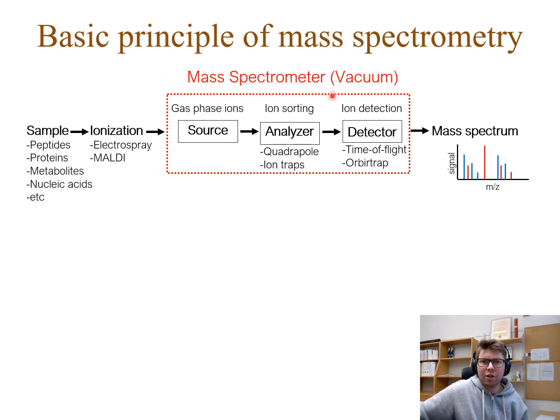So the mass spectrometer, which operates at vacuum, has three main components. First it has an ion source, which passes gas phase ions to an ion analyzer, and ions are at the end of the day detected using an ion detector. And the most commonly used mass analyzers are typically referred to as quadrupoles and ion traps, whereas the detectors are of time of flight or Orbitrap models.